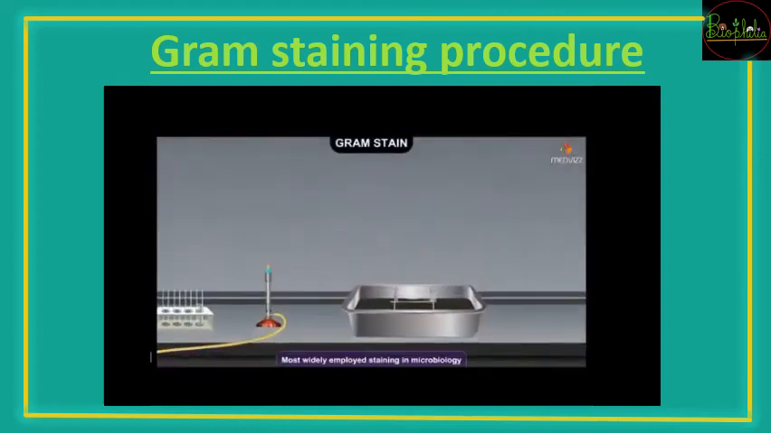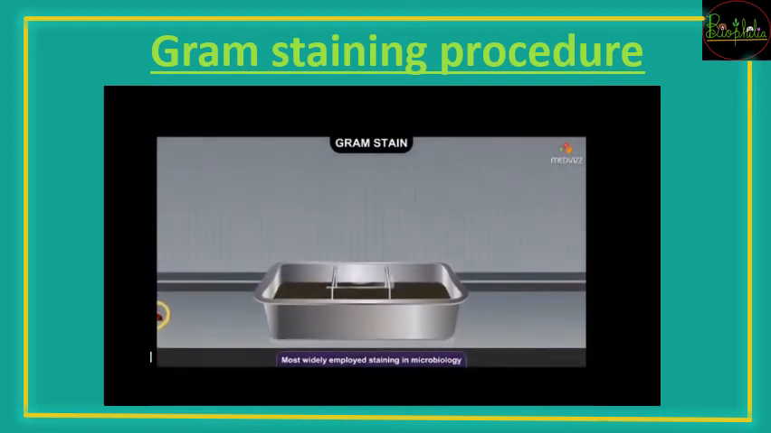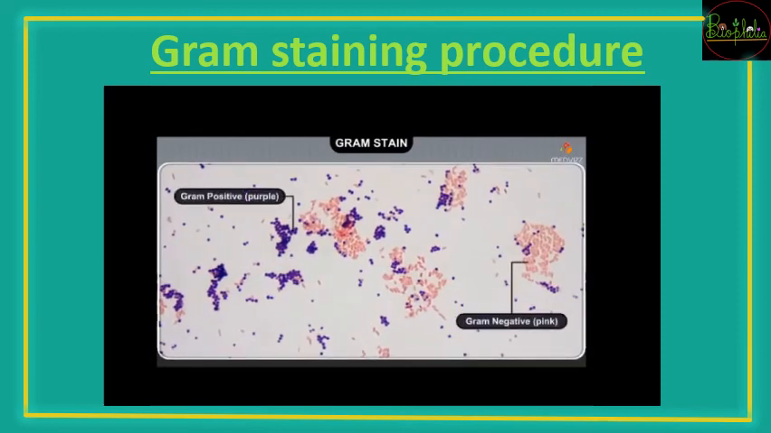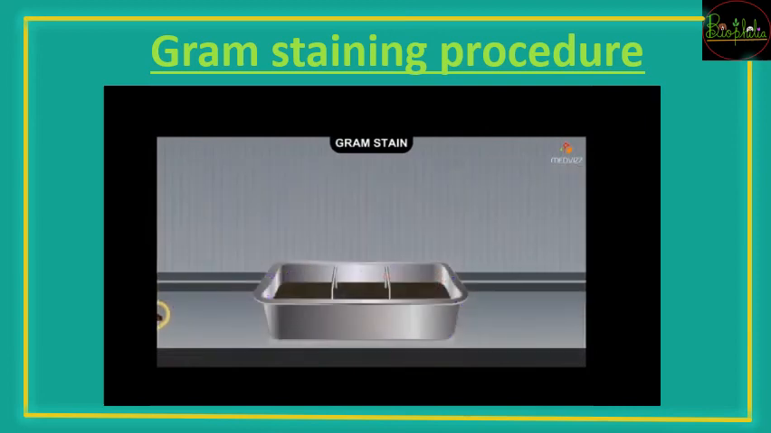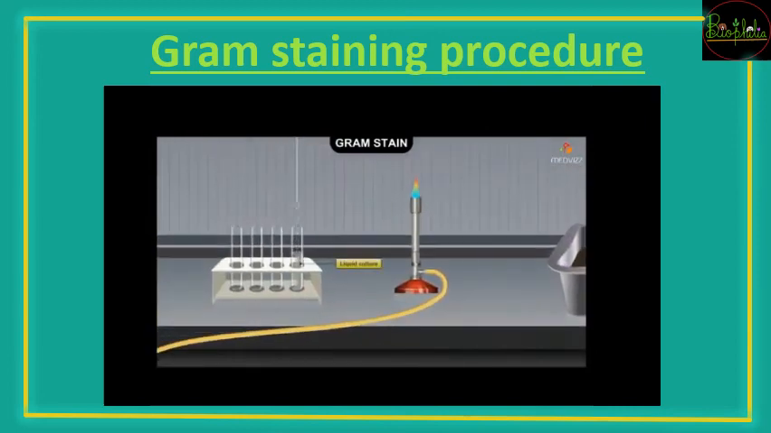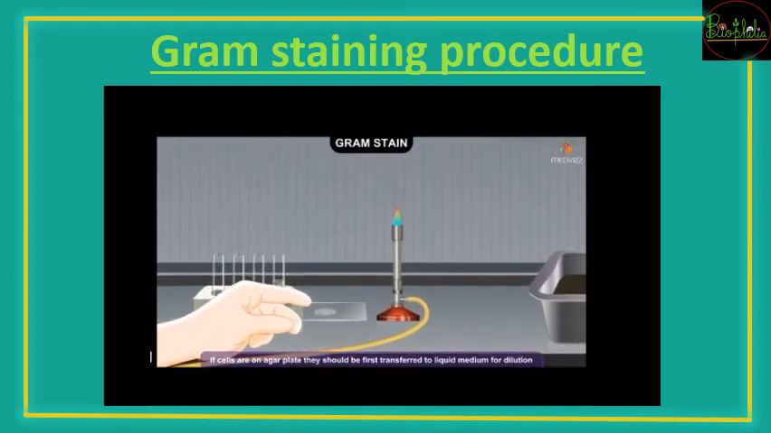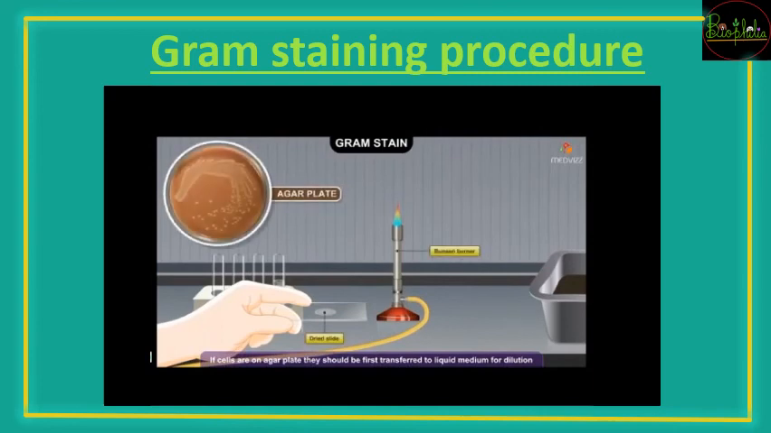The Gram stain is the most widely employed staining method in microbiology. It is a differential stain because it divides bacteria into two classes, gram-positive and gram-negative. In the first step of the Gram stain procedure, cells from a fresh culture are transferred to a clean slide and allowed to dry. If the cells are on an agar plate, they should first be transferred to a liquid medium for dilution. The cells should form a thin, barely visible film. This can be achieved by smearing cells obtained from the surface of an agar medium or from a liquid culture. Fresh cultures must be used because as cells age, they lose their ability to retain the stain.